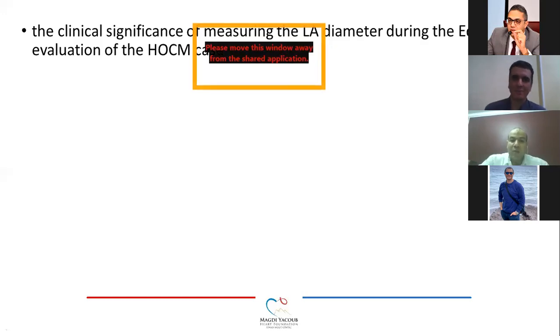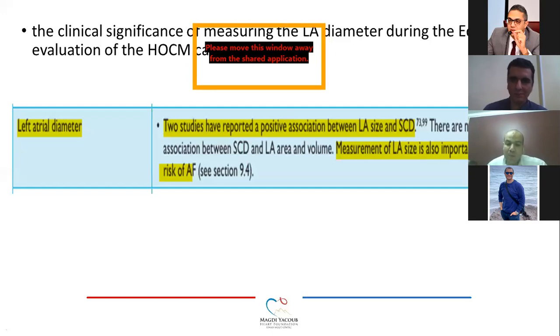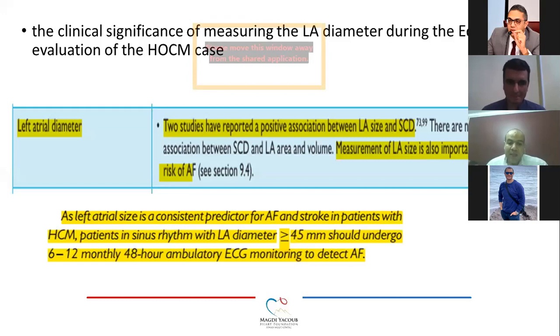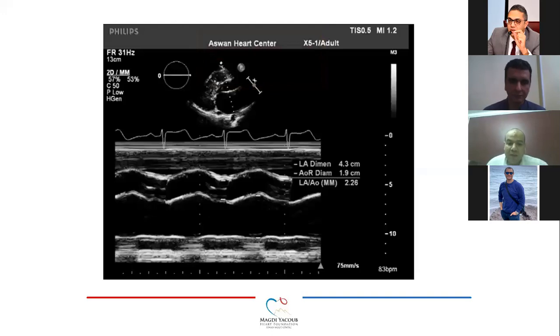What is the clinical significance of measuring the left atrial diameter during the echo evaluation? It has two important points: the larger the left atrial diameter, left atrial volume and left atrial area, the greater the risk of sudden cardiac death and the greater the risk of developing atrial fibrillation. That's why the guidelines recommend that any patient with HCM in sinus rhythm with a left atrial diameter more than 45 millimeters should routinely undergo 48-hour ambulatory ECG monitoring every 6 to 12 months to detect atrial fibrillation. So measuring the left atrial diameter during the evaluation of the HCM case and in the follow-up is very, very important. Here, our patient has a left atrial diameter of 4.3.